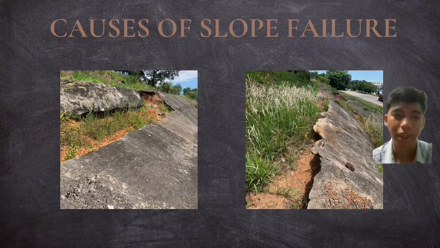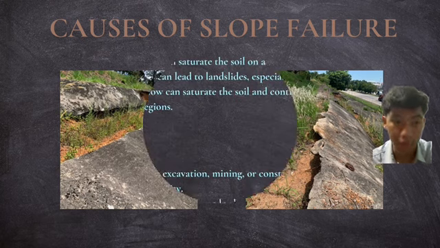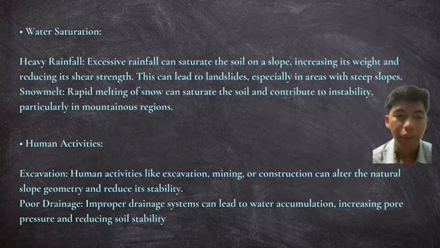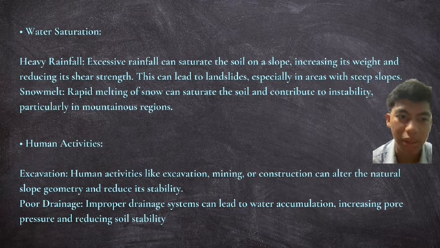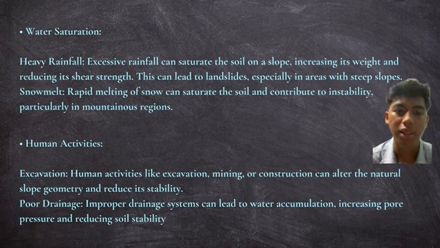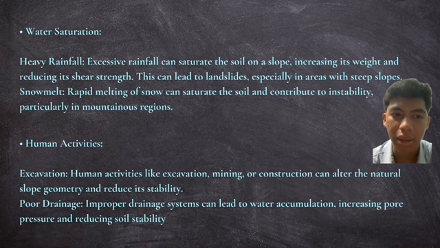So today I'm going to explain about the causes of slope failure we got from our witness. So first cause of slope failure is water saturation, like heavy rainfall. Extensive rainfall can saturate the soil on the slope, increasing its weight and reducing its shear strength. This can lead to landslide, especially in areas with steep slopes.